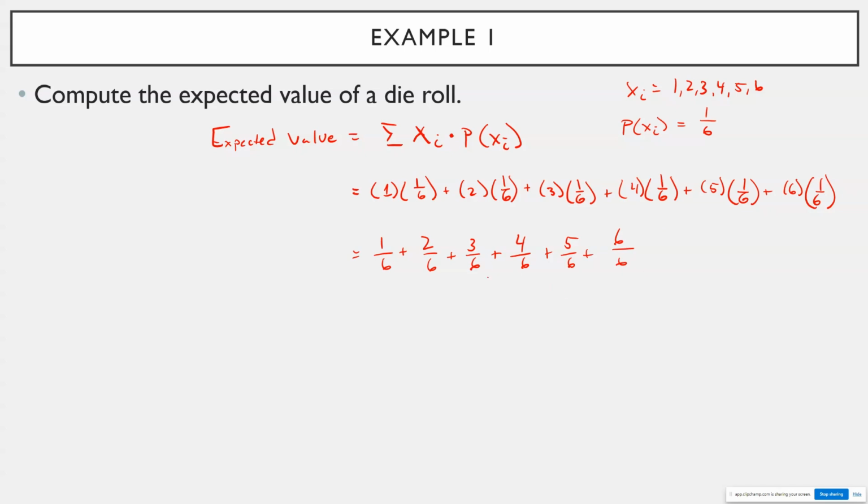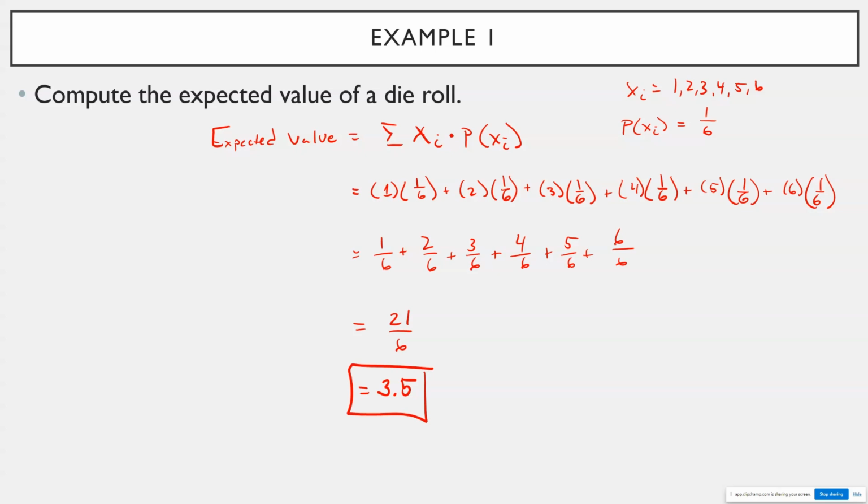Look, they all have this common denominator 6, so 1 plus 2 is 3, plus 3 is 6, plus 4 is 10, plus 5 is 15, plus 6 is 21 out of 6. If you do this simple division, what this means is the expected value of a die roll is 3.5. Now, one thing you'll notice immediately is, hey, I can't roll a die and the number 3.5 come up. That's okay. That's still a long run average.